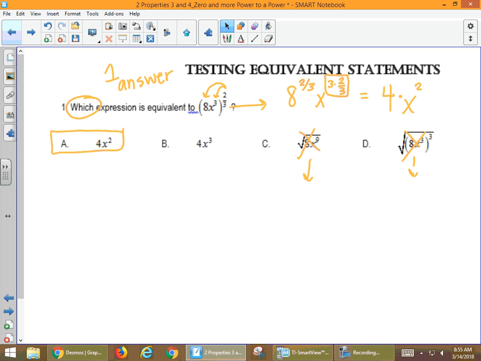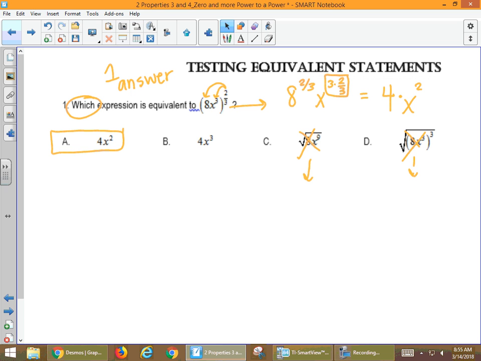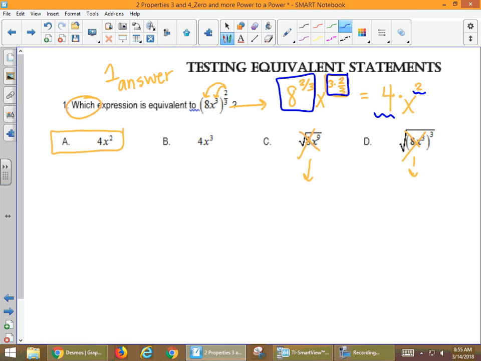So I just worked with this problem. I brought the 2/3 in on the 8 and on the x to the 3rd. And then I put 8 to the 2/3 in my calculator. And 3 times 2/3 in my calculator. 8 to the 2/3 is 4. 3 times 2/3 is 2. And that is A.